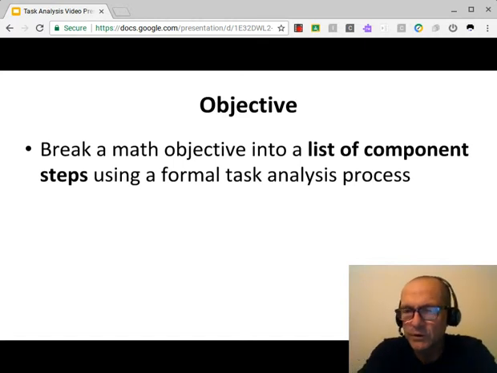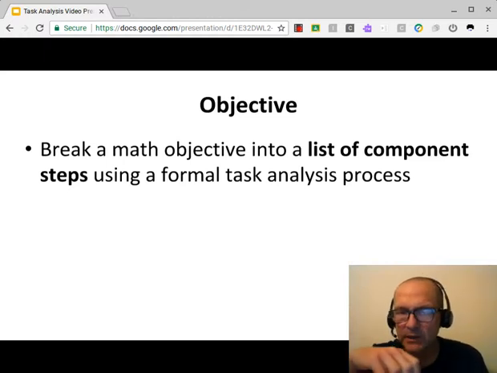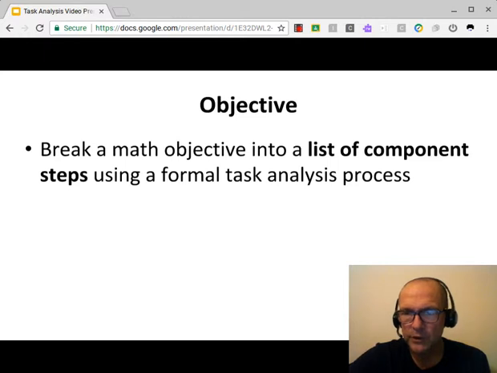For those of you that are in special ed, you may have done the task analysis for like a student getting dressed or doing some sort of behavior, greeting people, brushing your teeth. And that's what we're going to do here with the math.